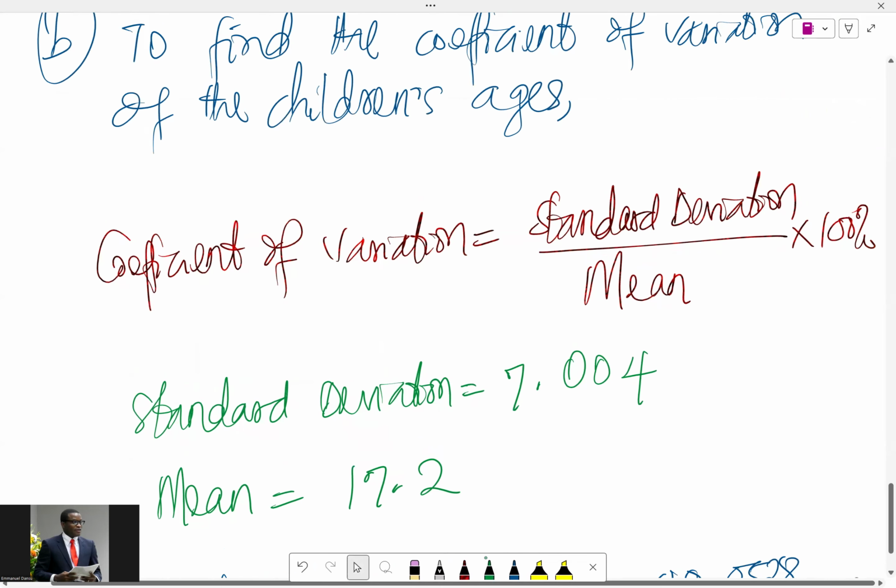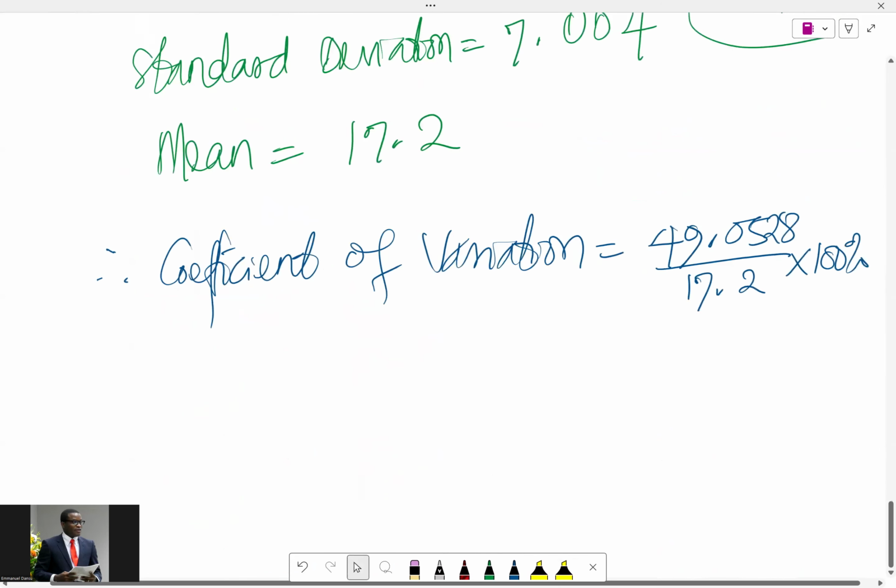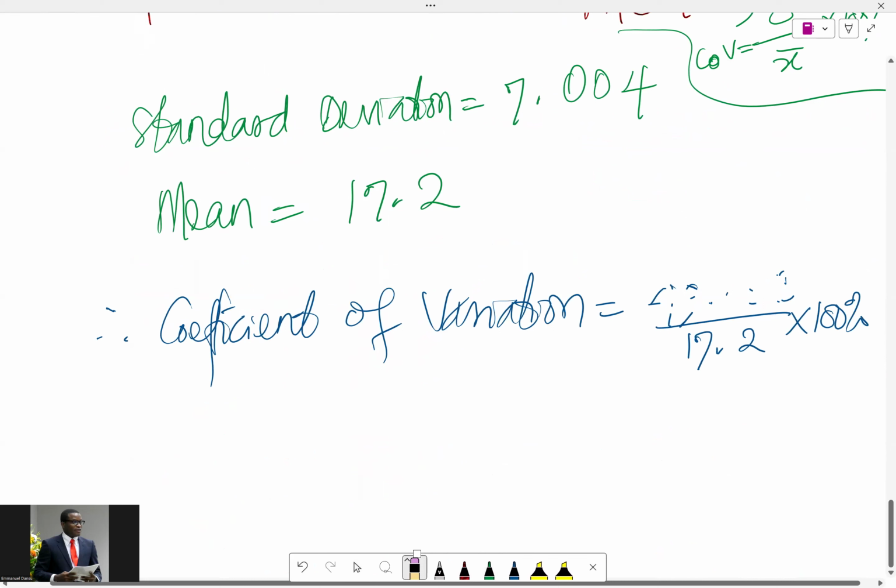So this is like saying the standard deviation over the mean times 100%. That's the formula for coefficient of variation. Okay, if you allow me to do it that way. Okay, so this was going to be wrong. Thank God I quickly remembered.